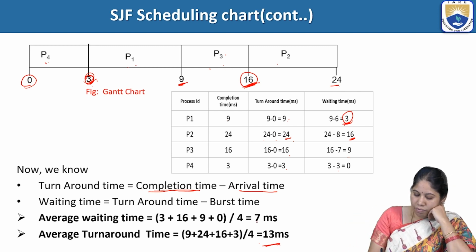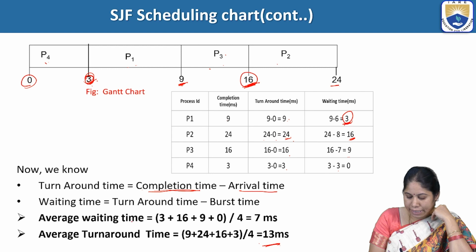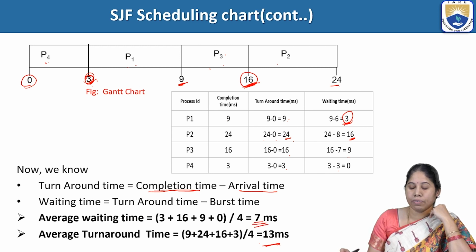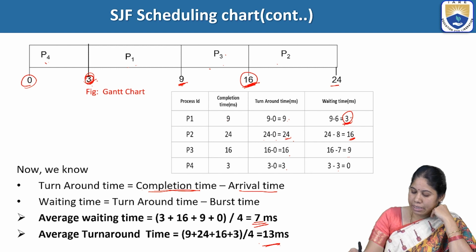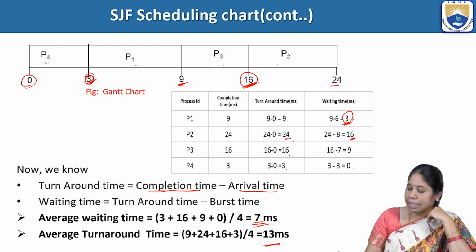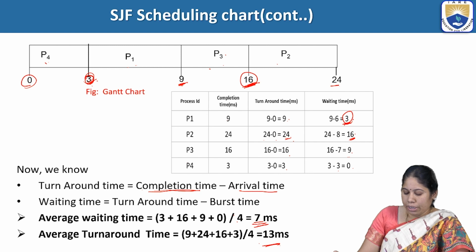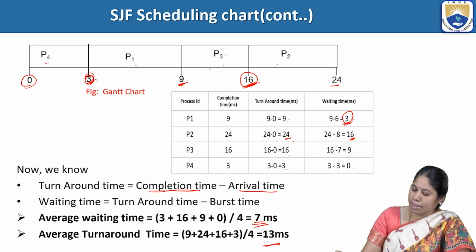So with this, what value are we getting? Average waiting time equal to 7 milliseconds. Because 3 plus 16 plus 9 plus 0 divided by the number of processes, 4, equal to 7 milliseconds. So now the same example. Average waiting time equal to 7. Average turnaround time equal to 13 milliseconds.